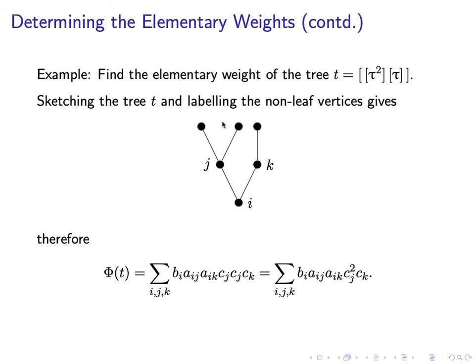J has two child nodes, so these two leaf nodes here, we're going to label these CJ and CJ. You can see we've got two nodes there, two values CJ and CJ, and this leaf node up here, its parent node is K, so we label that CK. So here we have a series of B's, A's and C's, and we sum those over all possible values of I, J, K. Notice here that CJ times CJ, we can write that as CJ squared.